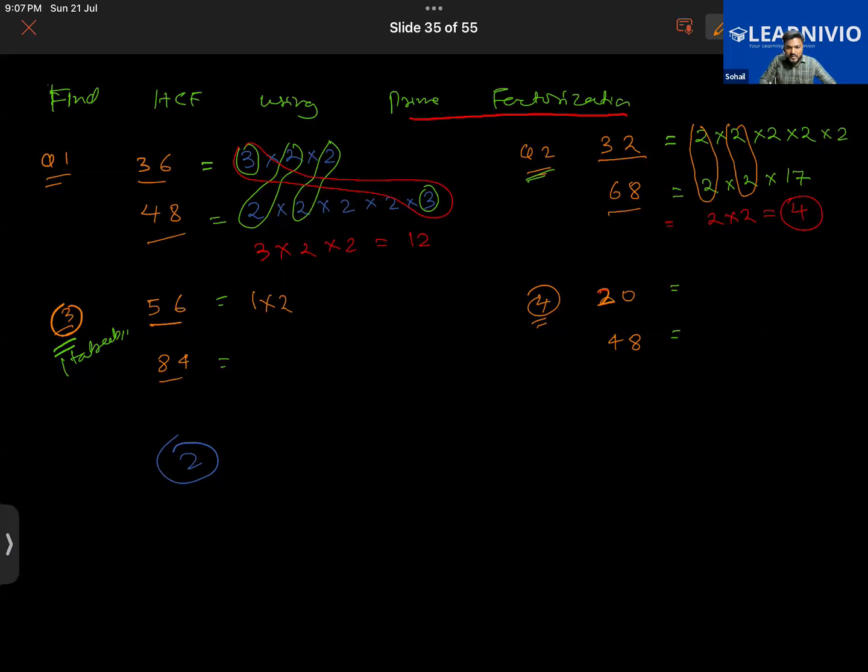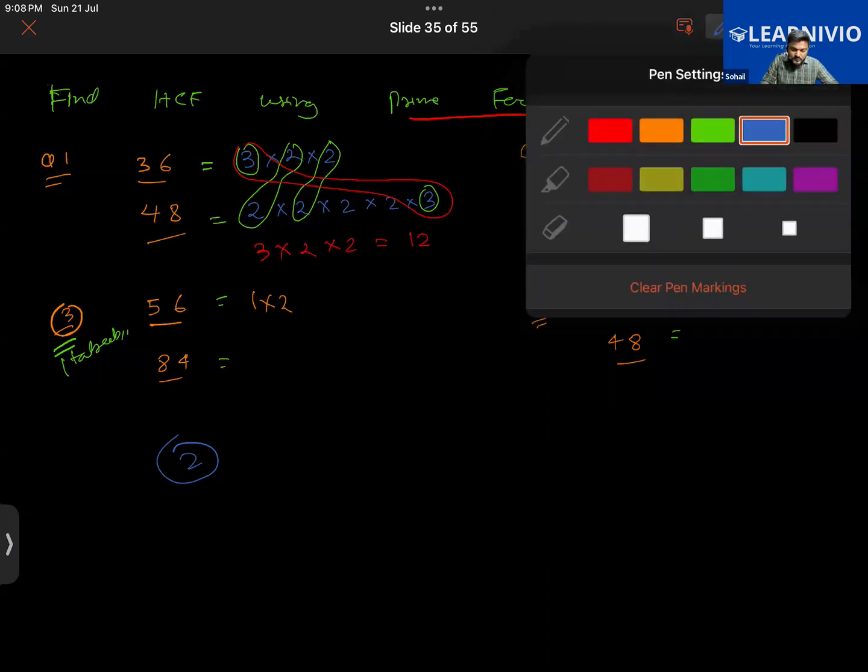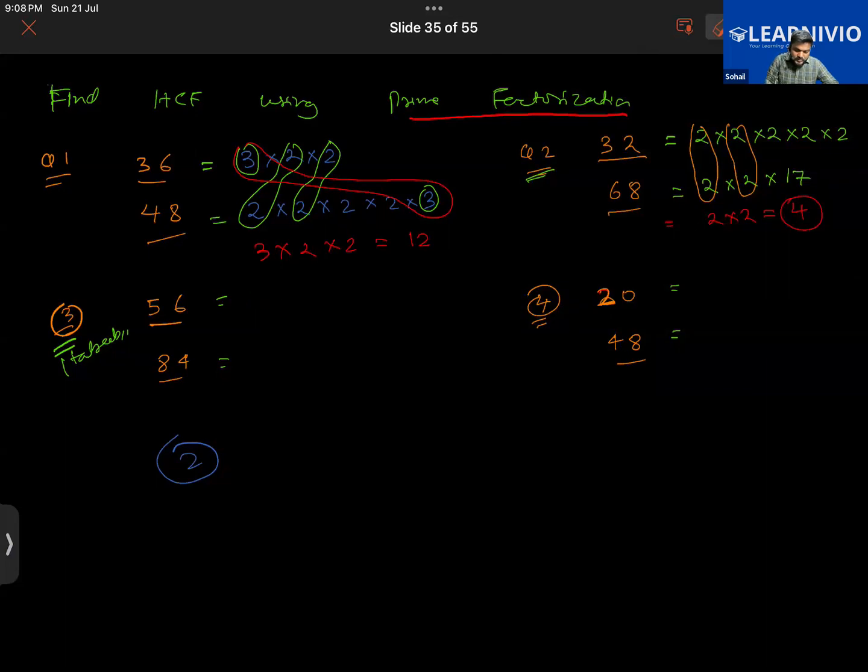Okay, Sumaya, you solve question number 4, that is 20 and 48. Solve it quickly. You have to find that one. Now coming to your question, Habib, solve it again. Do prime factorization of 56 once again.